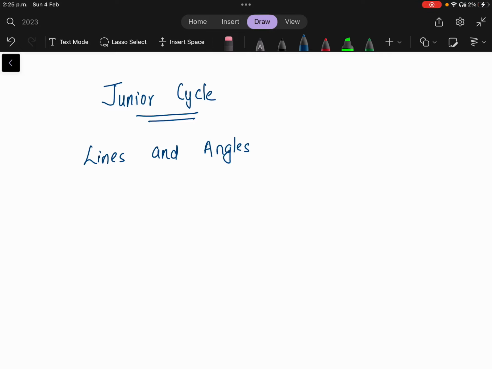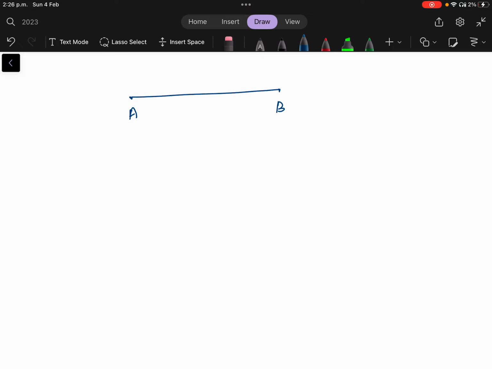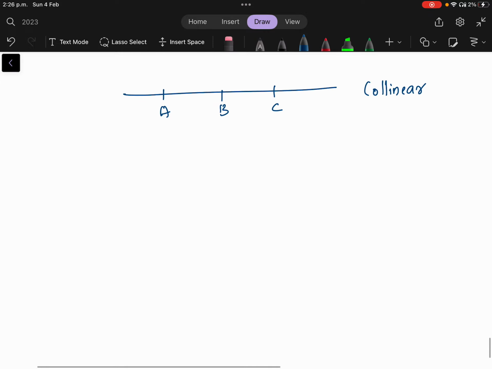Let's revise lines and angles. A line AB is the one which extends to both the sides, and then you have a line segment, which is a fixed one. If there are 3 points A, B and C, and if they are all on the same line, they are called collinear.